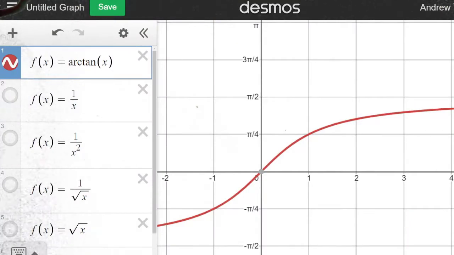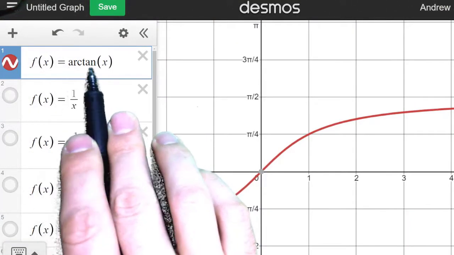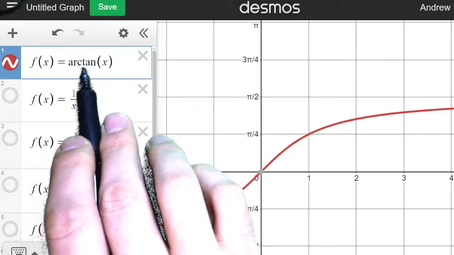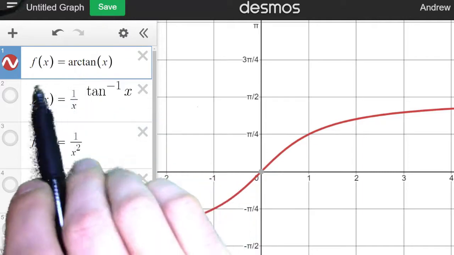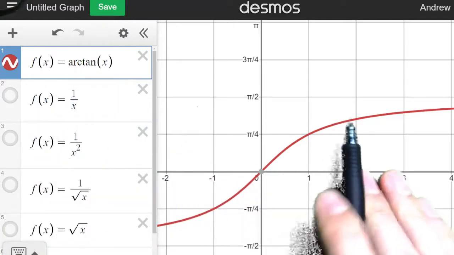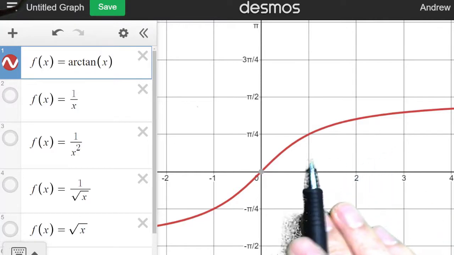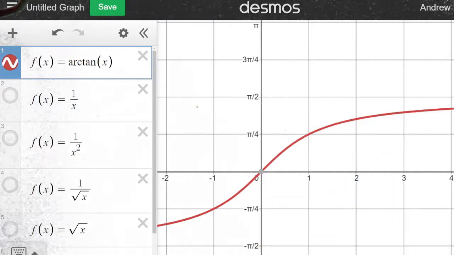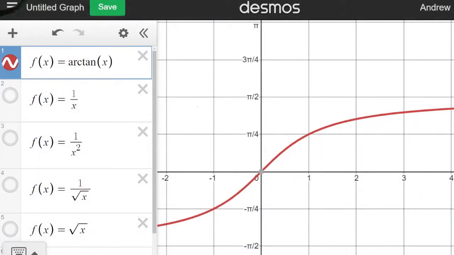Okay, so here we are with one of my favorite examples. This is arctan x. This is the inverse tangent function. Sometimes you'll see this written tan with a superscript -1. It's the same thing. It's just a different way of writing it. And arctan is a really great example of an interesting limit at infinity. If we let x go to infinity, what is the height of this graph tending towards?